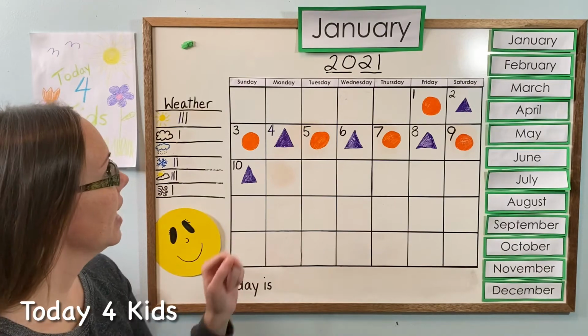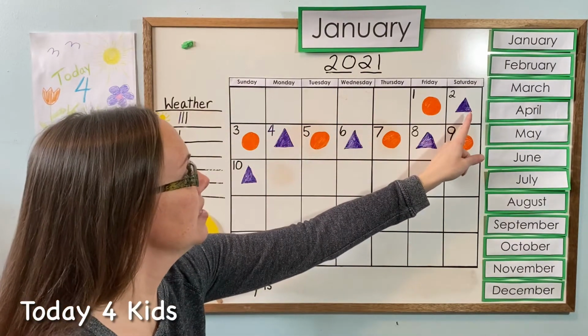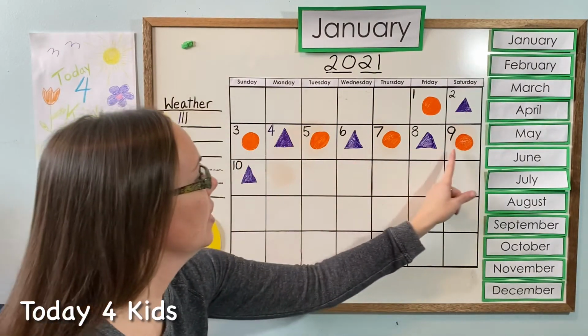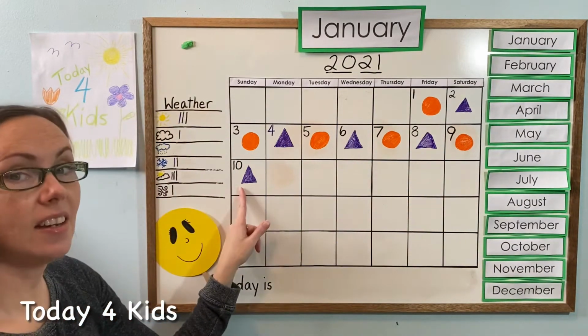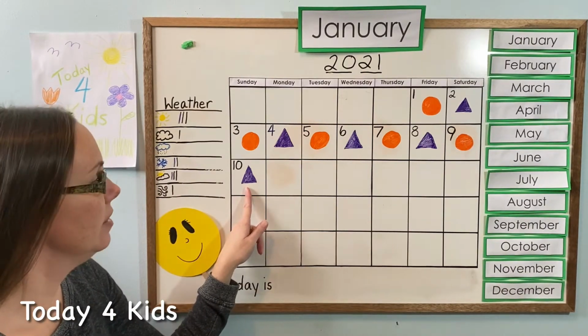When we start our calendar, we start up in this corner and we go all the way across. And when we get to the end, we come down and go all the way to here, and then we start again. Go all the way across and then here. So this is our purple triangle. That was our shape for yesterday.